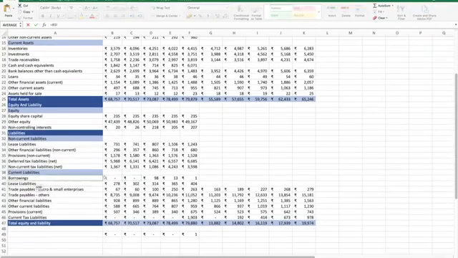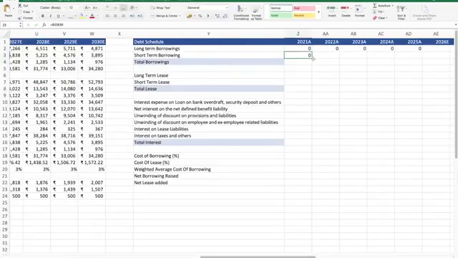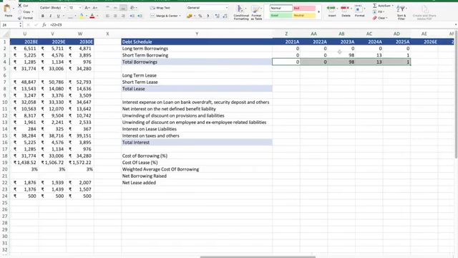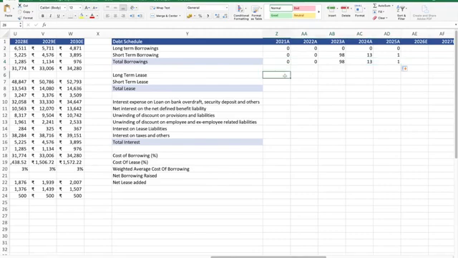For short-term borrowings, we do have, right? So short-term borrowings we'll get from my current liabilities. You can see we have the values, but the values are very, very small. But always think of making your model future ready. So in case any data comes up, you can add the data and perform this valuation exercise.